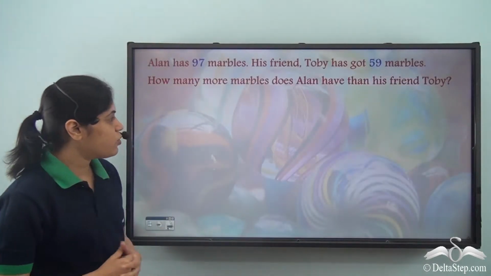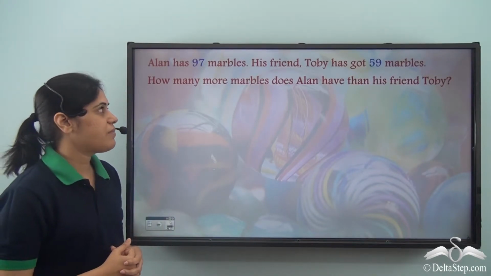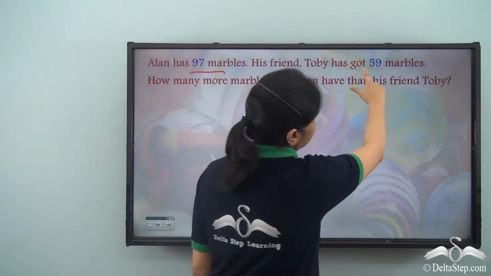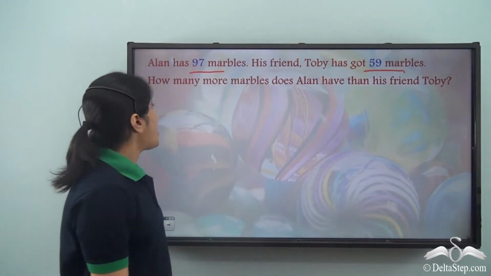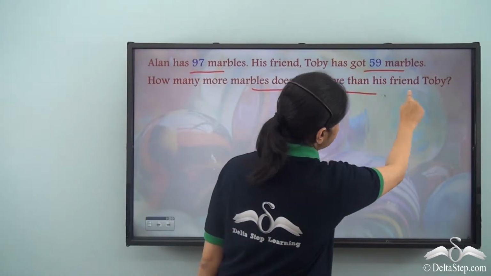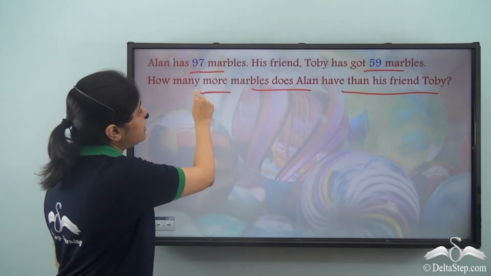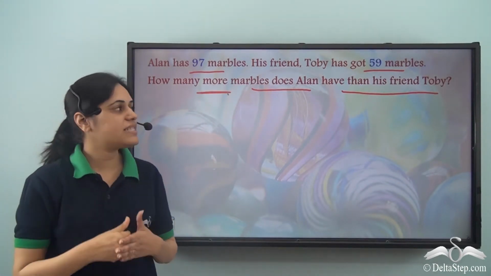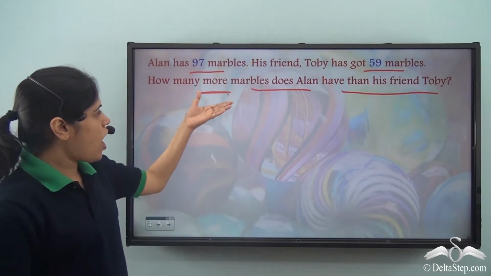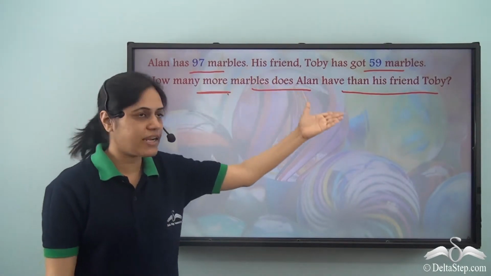Let us look at one more problem. It says Alan has 97 marbles. His friend Toby has got 59 marbles. How many more marbles does Alan have than his friend Toby? So I need to find how many more marbles Alan has than Toby. So how many more than? So the keyword here is more than.